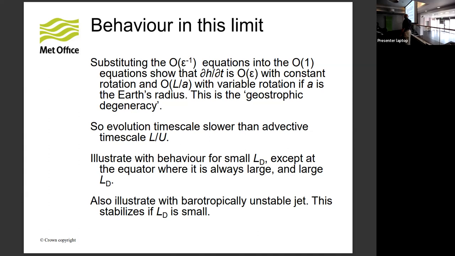So the two examples I've shown you are both cases where, except at the equator, the Rossby radius of deformation is always very large, the rotation rate tends to zero, and you've seen in both examples that everything got stuck.